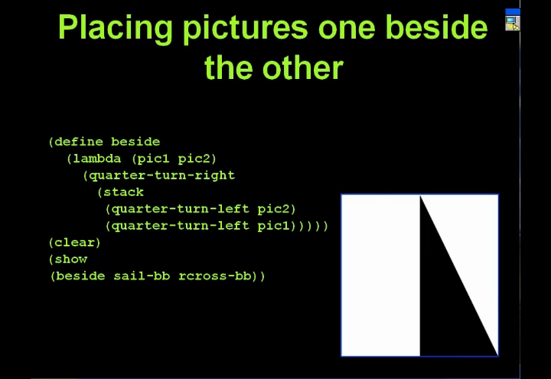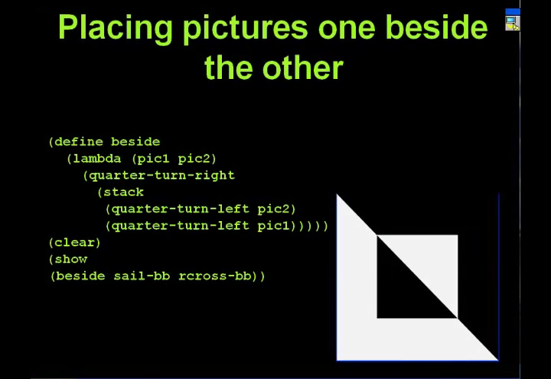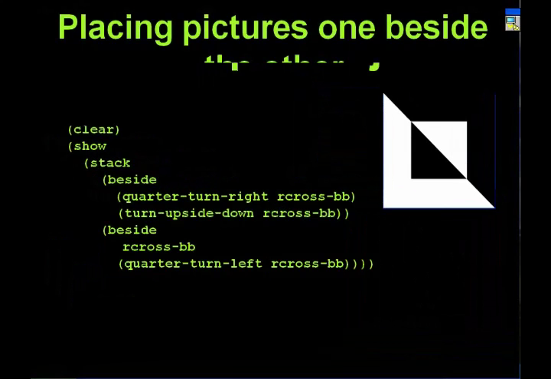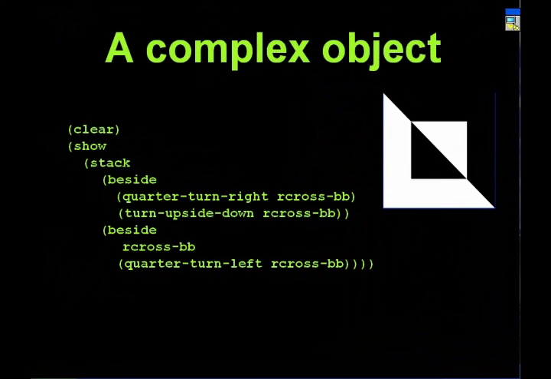Okay? So this is cell, this is R cross BB. The beside will end up looking like this. And the interesting thing to note is that I'm doing this using operators that I had defined before. In fact, only two basic operators, the turn right and the stack. Okay? Now, we can do more stuff obviously.